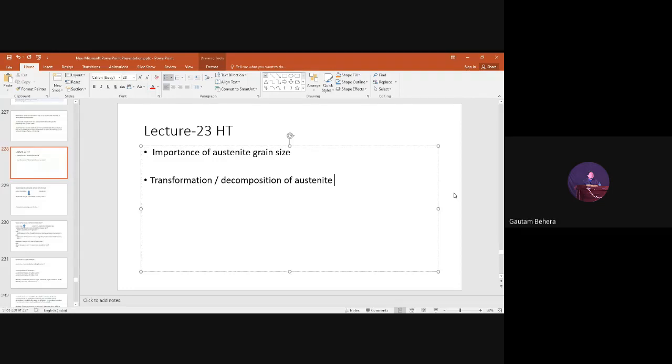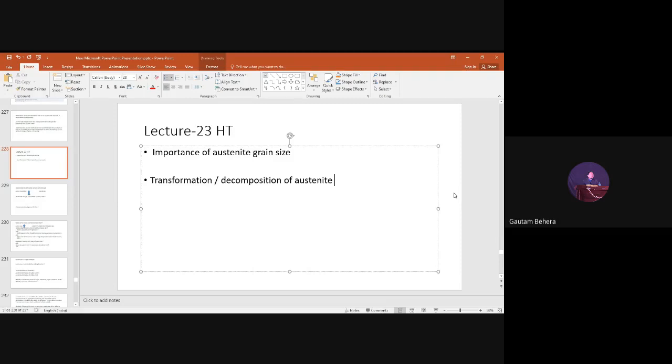We also discussed how the austenite forms. Basically, austenite formation involves nucleation of austenite, then growth of austenite, right? And we have also seen the nucleation site for the austenite. Basically, austenite nucleates at the interface of the ferrite and cementite, right? And we have also seen what the factors are that affect the formation of austenite, basically those factors which affect the rate of nucleation and rate of growth.